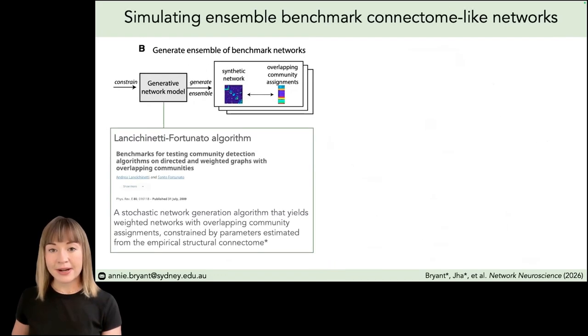The generative network model that we used was developed by Lancichinetti and Fortunato in 2009, which yields weighted networks with known ground truth overlapping community assignments. And these simulated networks are constrained by parameters estimated from the empirical structural connectome, either directly or via power law fitting algorithms, as well as some parameters sampled from manually defined ranges.